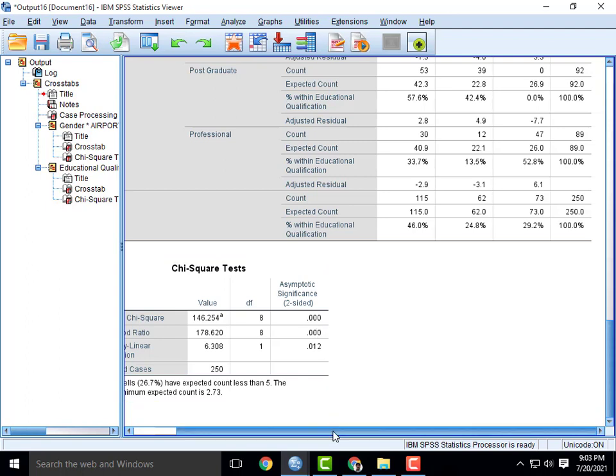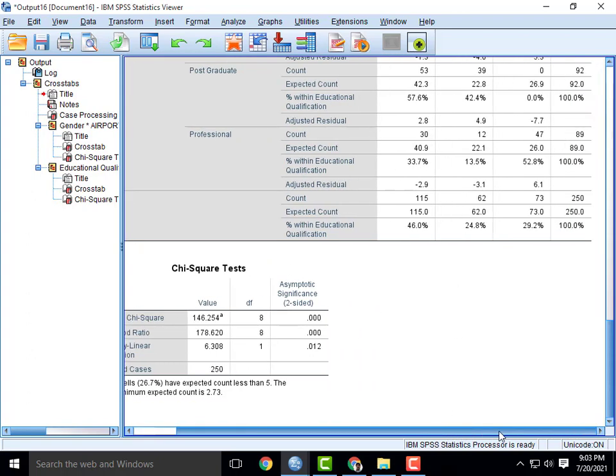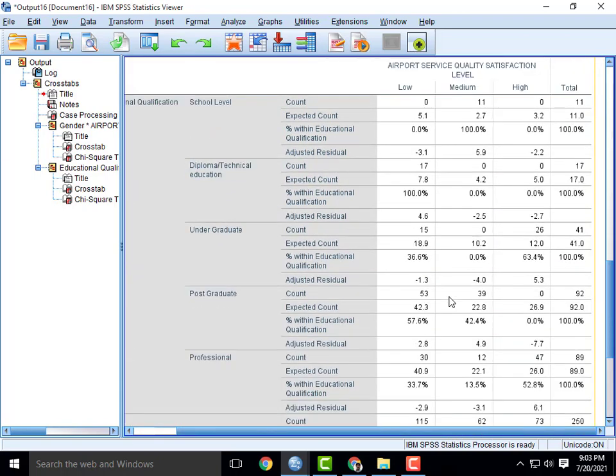But we can take note: 26.7% of the cells have count less than 5. So this is violating our assumption. If more than 20% of cell values are having less than 5, we should not apply chi-square test. But in this case 26.7% of cells are having less than 5 count, so we should not apply chi-square test to this data. So come to the cross tabulation.